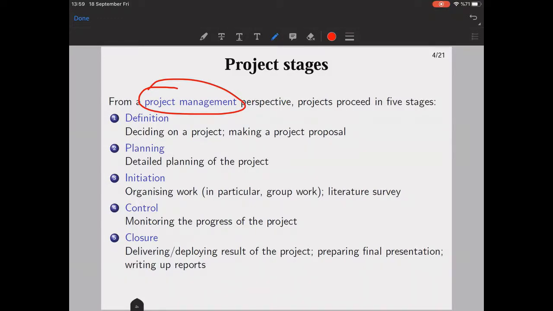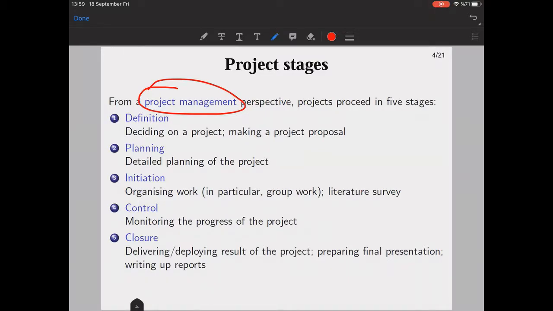The second one is planning, detailed planning of the project. It's important again. The third one is initiation, organizing work between the resources. In particular, it's about group work. For example, literature survey is done here too, related to your studies as well. You should also keep in mind that you need to have a master plan, just like this, for your Master of Science and PhD thesis as well. Is it a must? I think yes. But of course, you can go ahead without a plan, but I really don't suggest it.